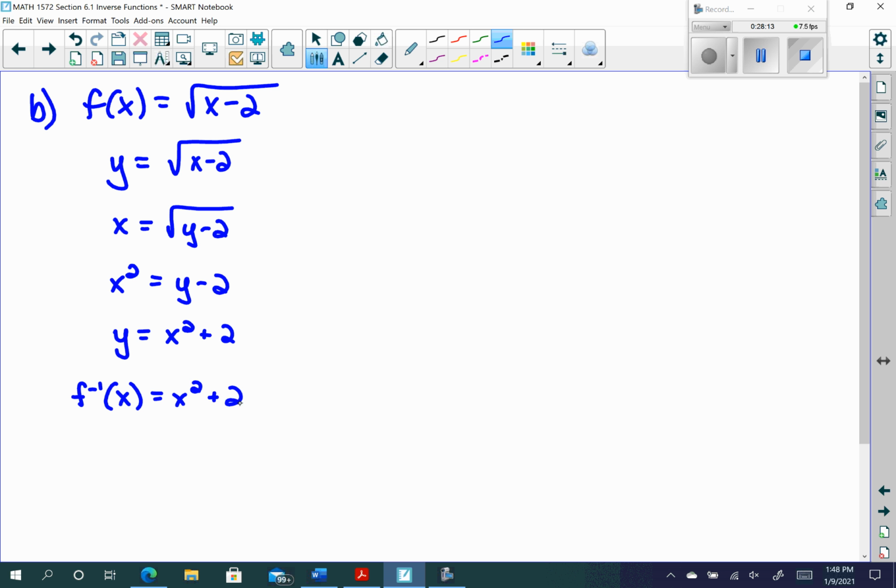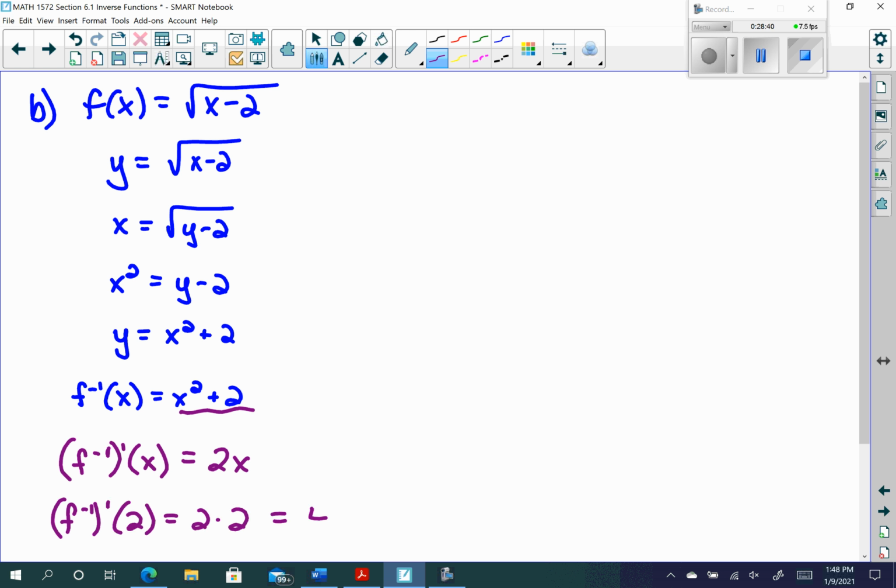Now this might be a little bit easier this way. All I have to do now is find the derivative of this expression right here, but I'm going to write it this way. Here's how I write the derivative of the inverse. This just becomes a 2x. Now if I evaluate this at x equals 2, because that's what we wanted to find, this becomes 2 times 2, which is also 4.